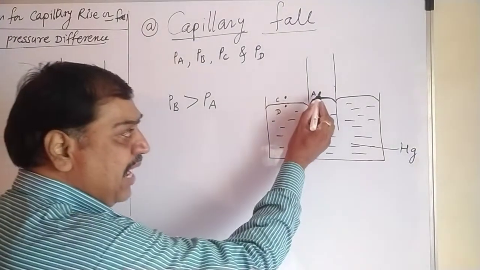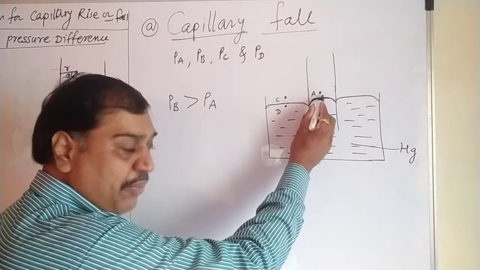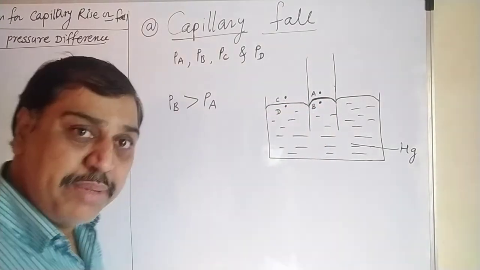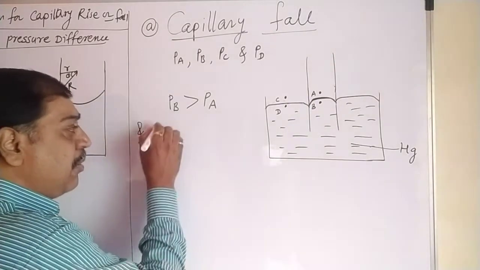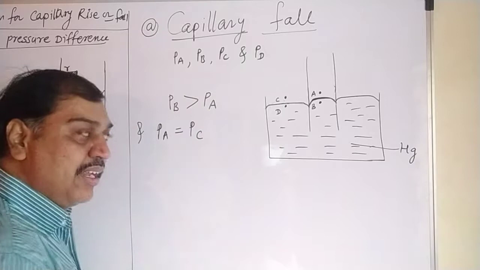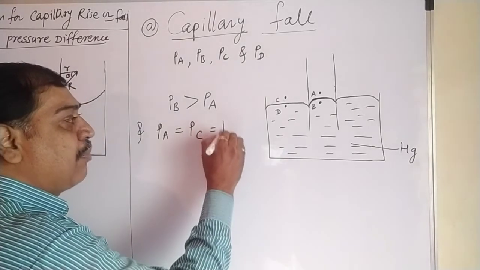Point A is outside the liquid, at the same horizontal height as C, and both are in the atmosphere. So we can write that pressure at A must be equal to pressure at C, and both are nothing but atmospheric pressure.